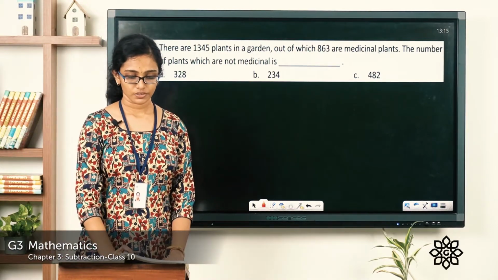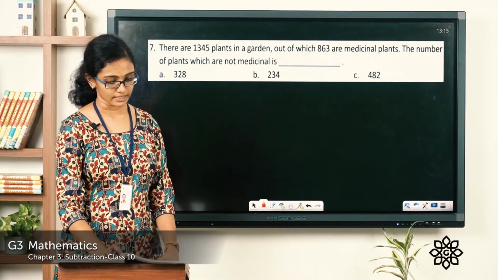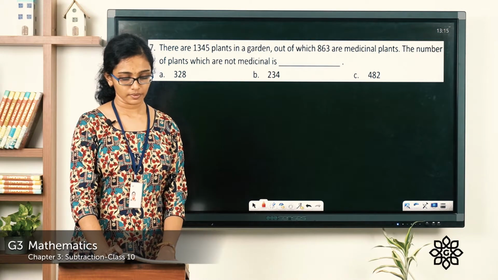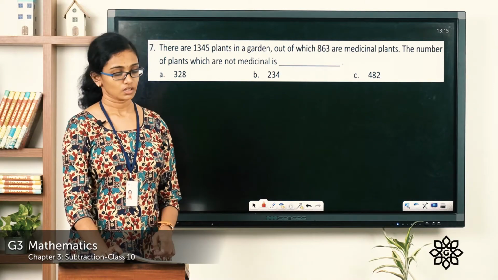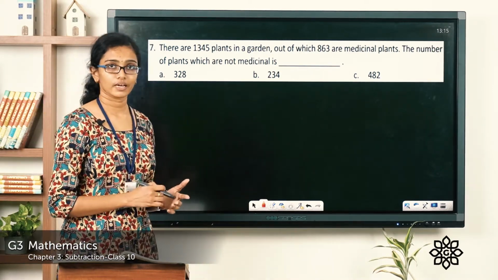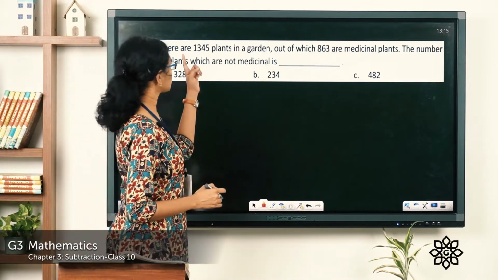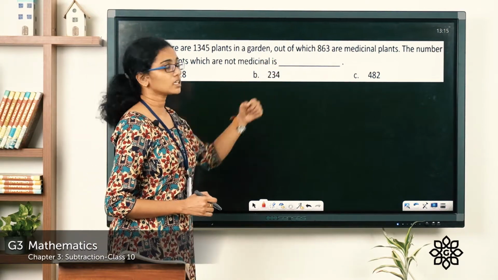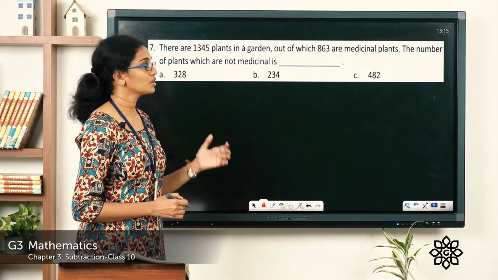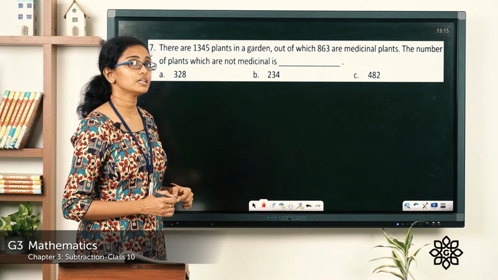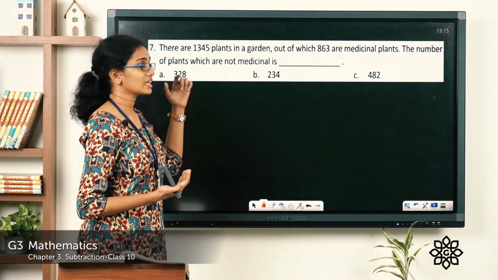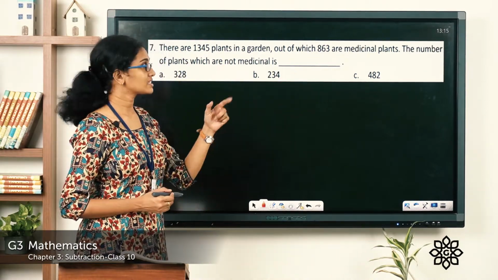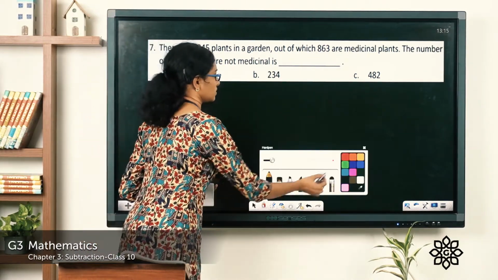There are 1345 plants in a garden, out of which 863 are medicinal plants. The number of plants which are not medicinal is. So you are given the total number of plants in a garden, and out of these 1345 plants in the garden, 863 are medicinal plants. So what is the number of non-medicinal plants? It would be the number of plants that is left after taking away the number of medicinal plants, right? So let's do the subtraction.